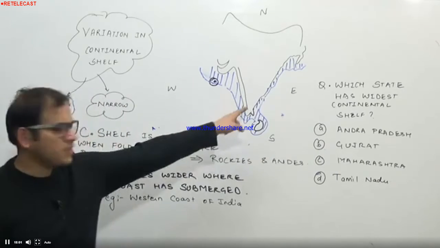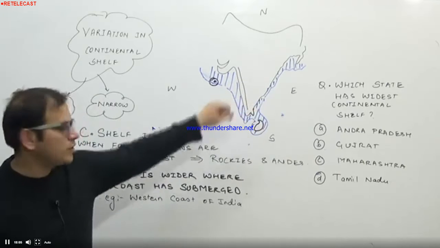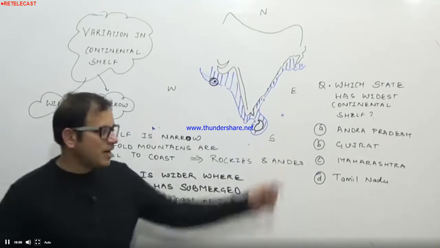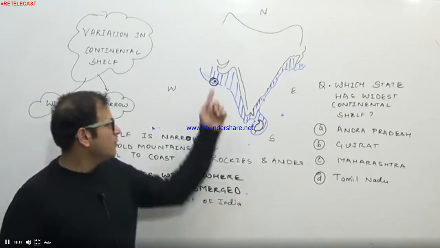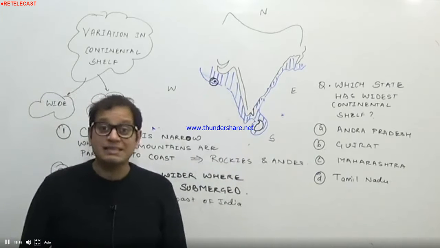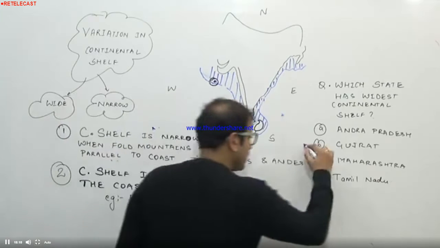Is it Andhra Pradesh? Can you see here from the map, wider or narrower as compared to Gujarat? Obviously narrower. The blue area is less. Maharashtra? The blue area is lesser. It is widest in Gujarat. Tamil Nadu? No, it is lesser. So the state having the widest continental shelf in India is Gujarat.